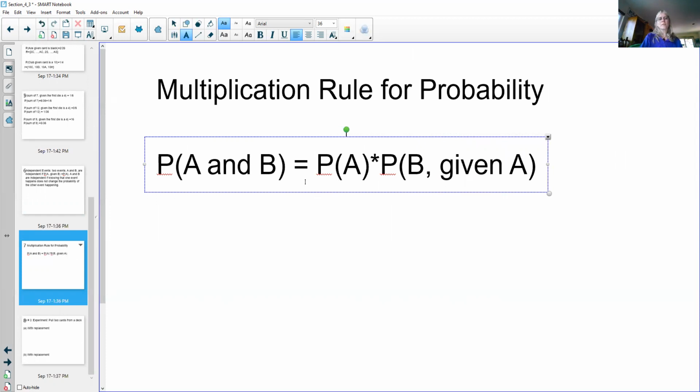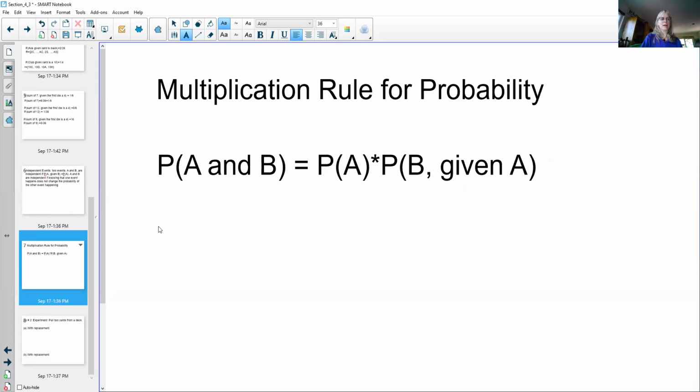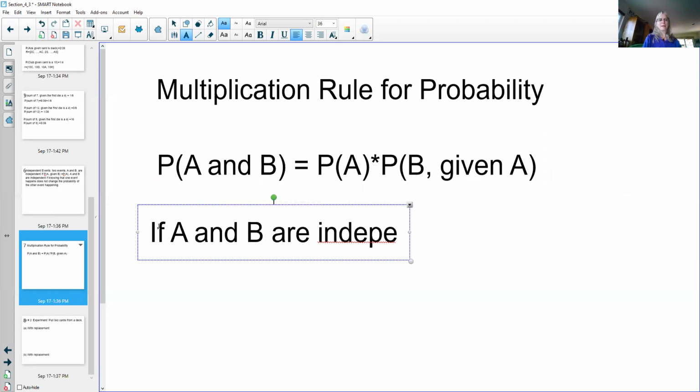I don't like to use this one very often. Usually when I have "and" statements, I like to just write out the event space and count. I find that much easier than trying to use these formulas, but they are useful for a couple places I'm going to show you.